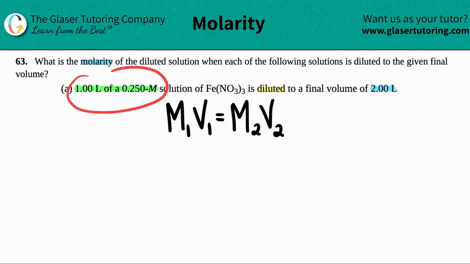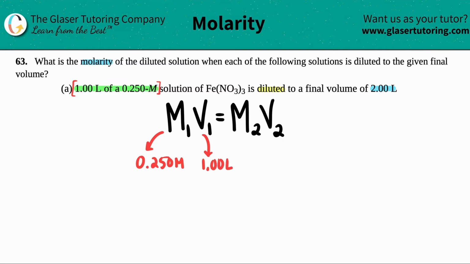Look at this one right here. Do you see how they give you a liter or a volume, and then they say of a molarity? Whenever you see this setup, especially with the volume of a molarity, that is one pair. So I know that this liter and this molarity have to go on one side of the equation. Doesn't matter which one you do, I'll put it on the left side. So this molarity is 0.250, and this corresponding volume is 1.00 liters. 50% of it done, right? We just got to find out these two.